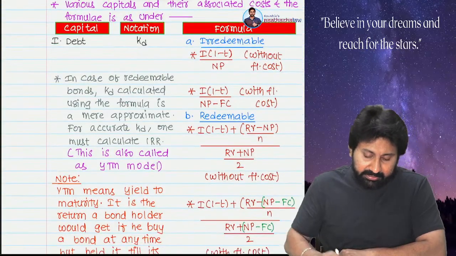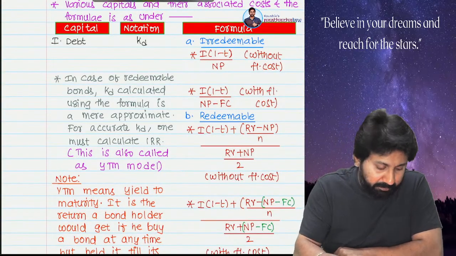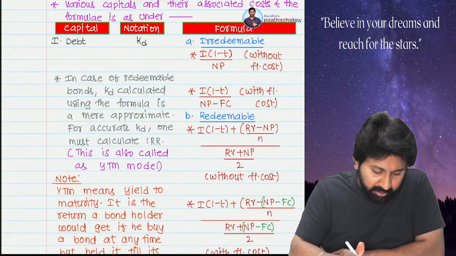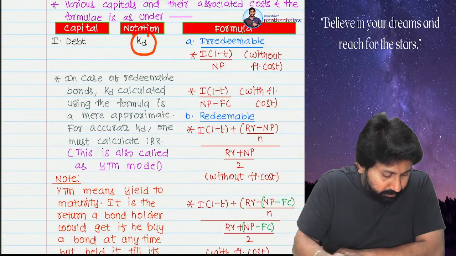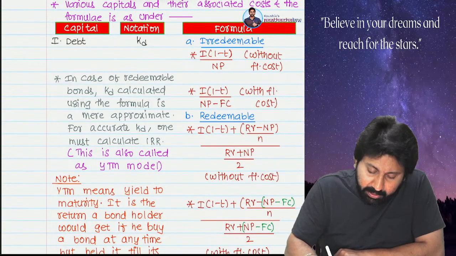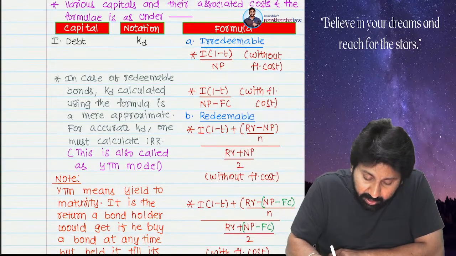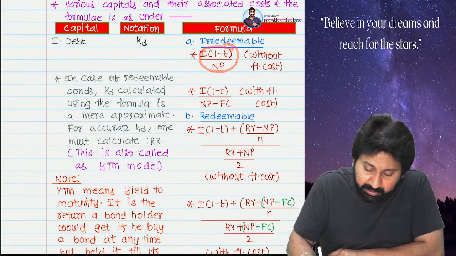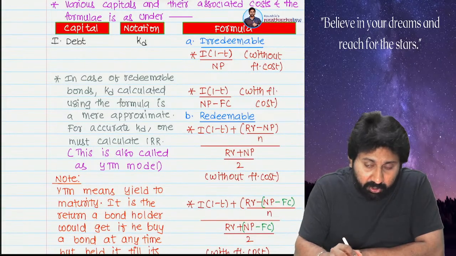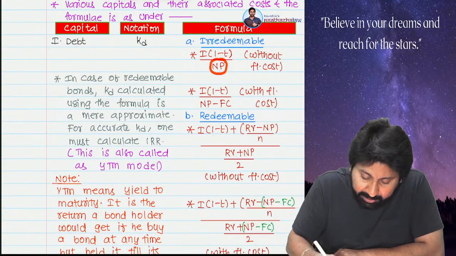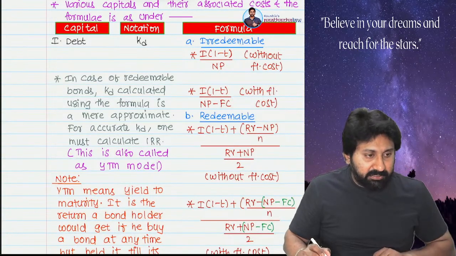Okay, next, whenever a question comes on the cost of debt calculation, which is called KD, the formula for irredeemable debentures will be I into 1 minus T by NP, if this is without a flotation cost. If the question contains a flotation cost, then instead of NP, you have to take NP minus flotation cost.